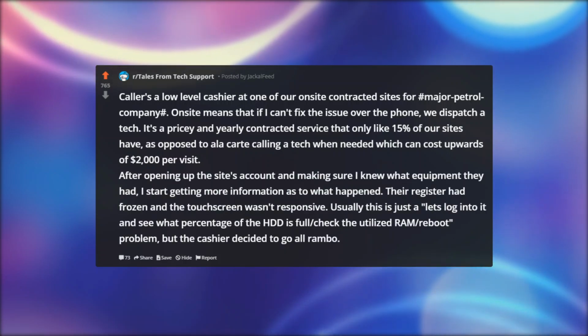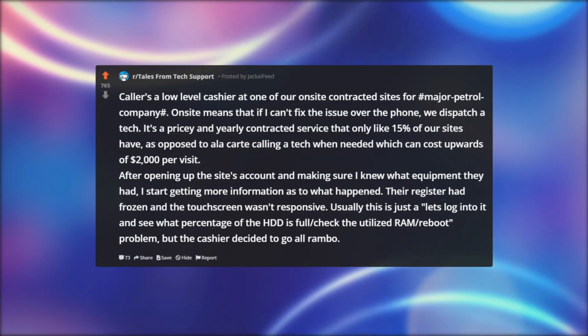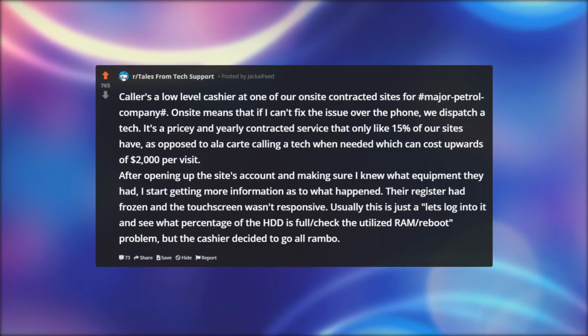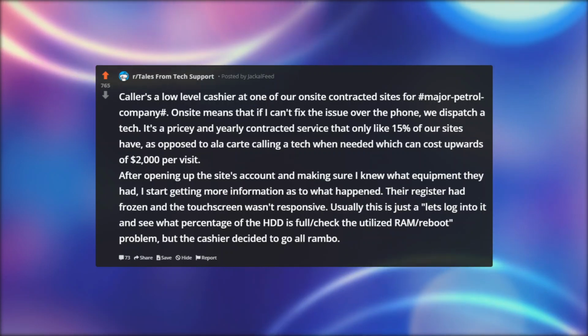After opening up the site's account and making sure I knew what equipment they had, I start getting more information as to what happened. Their register had frozen and the touchscreen wasn't responsive. Usually this is just a let's log into it and see what percentage of the HDD is full/check the utilized RAM/reboot problem, but the cashier decided to go all Rambo.